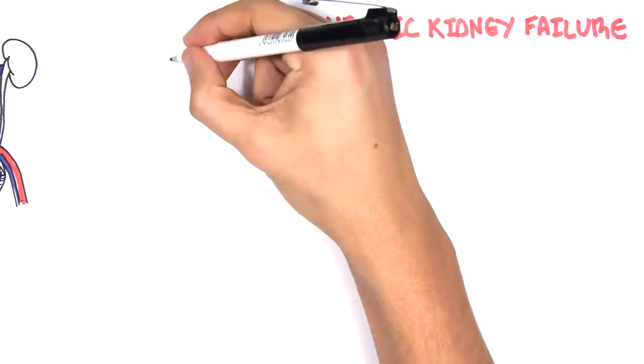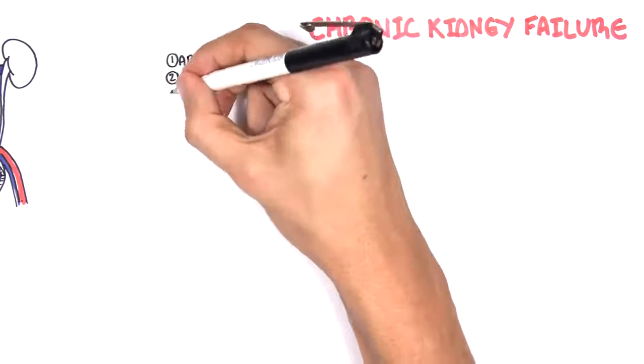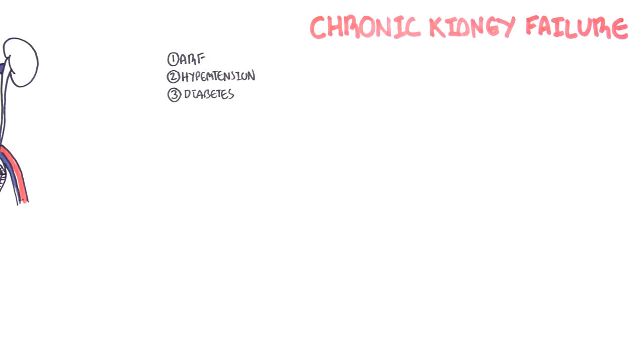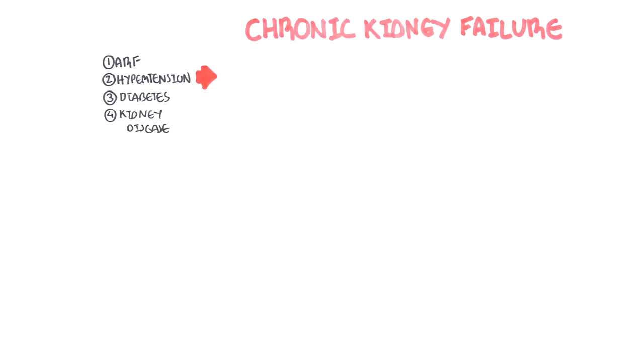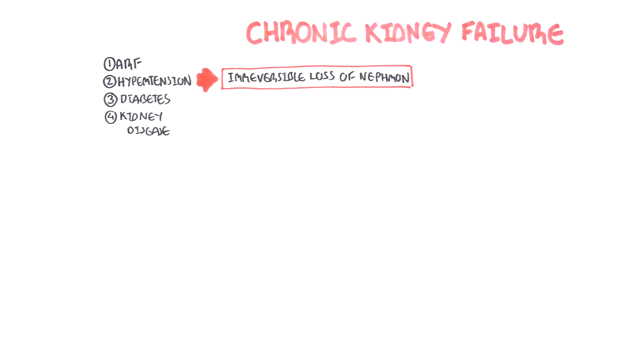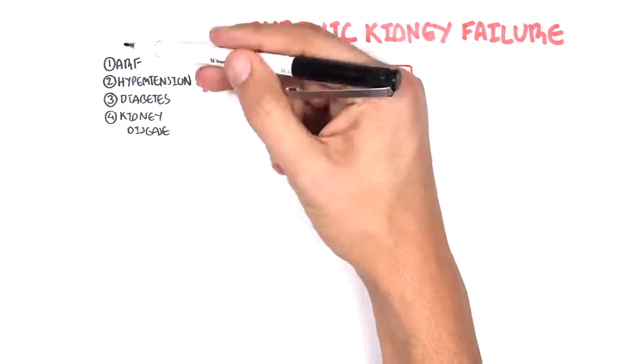There are many causes of chronic kidney failure. These include acute kidney injury or acute kidney failure, hypertension, diabetes, and other kidney diseases. Other kidney diseases include polycystic kidney disease. All of this can lead to an irreversible loss of nephrons, which is chronic kidney failure or disease. So let us look at each of these causes in a bit more detail.